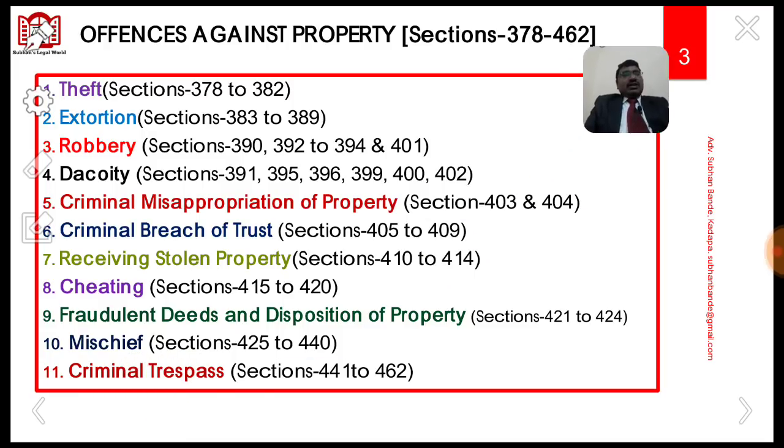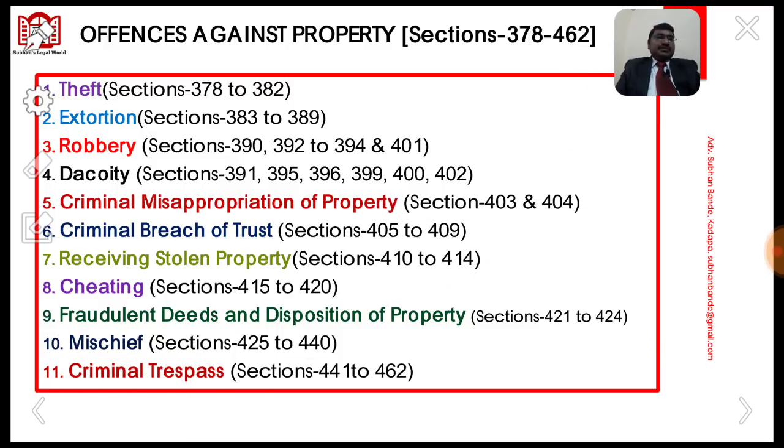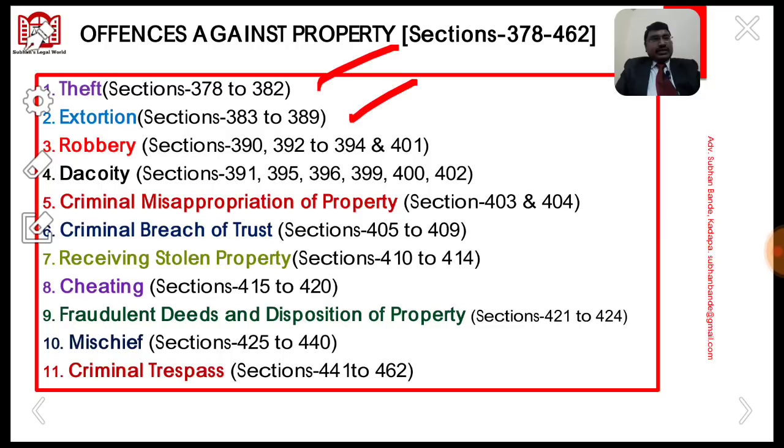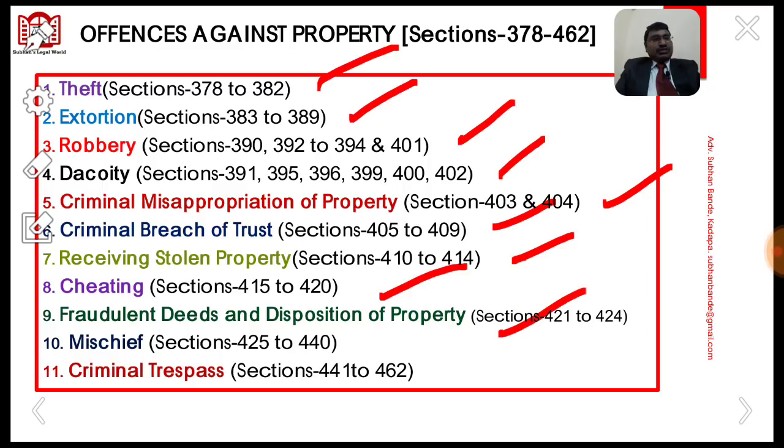Here there are 11 offences against property which are described under sections 378 to 462. Chapter 17 of Indian Penal Code describes 11 offences against property. They are theft, extortion, robbery, dacoity, criminal misappropriation of property, criminal breach of trust, receiving stolen property, cheating, fraudulent deeds and disposition of property, mischief and criminal trespass.